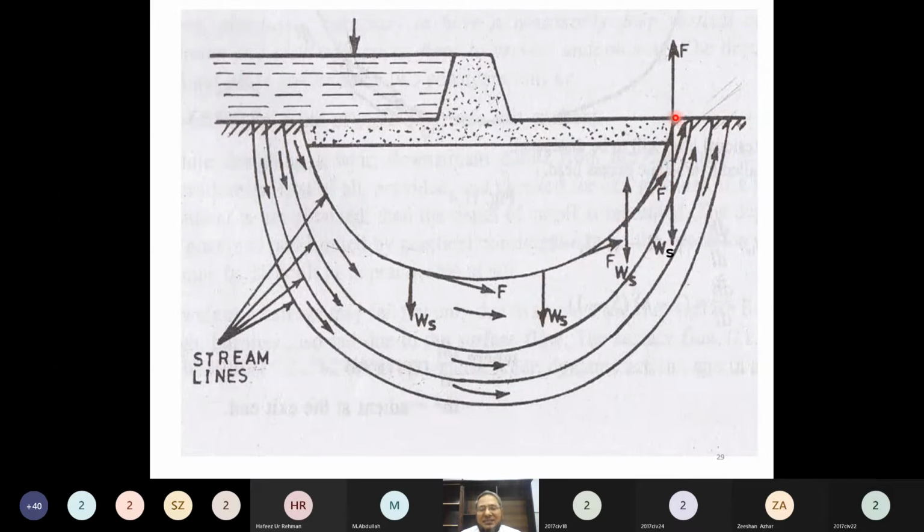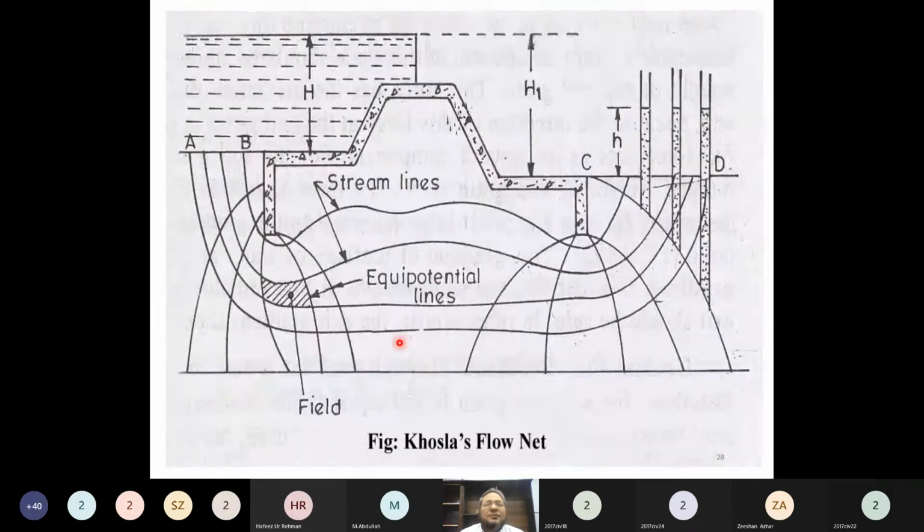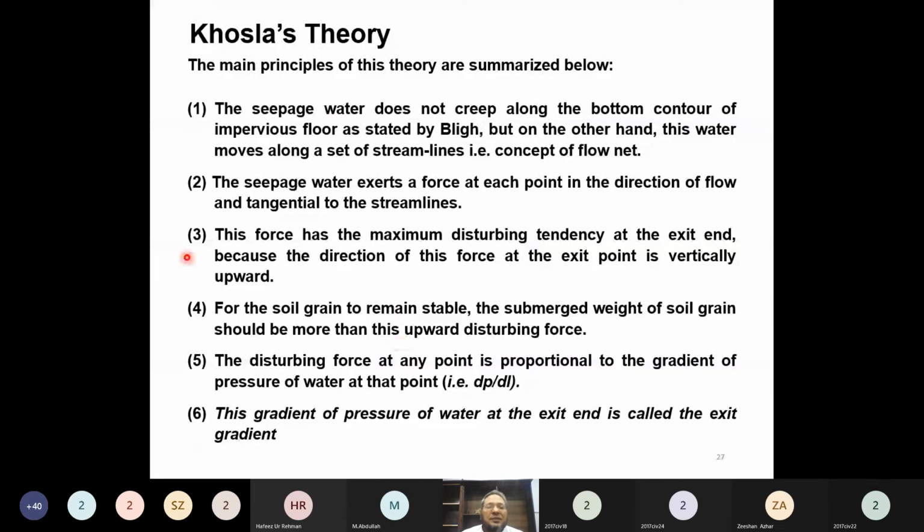But at the exit, what would be the direction of seepage force? Exactly vertically upward. Yes. And what would be the direction of submerged weight? It is always downward. Doesn't matter whether it is at the exit point or anywhere else. So we know that the submerged weight always acts in the downward direction. So now we will go back here.